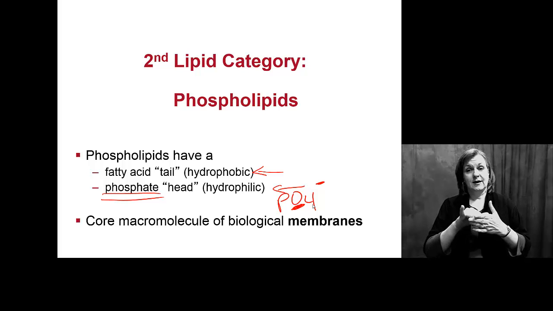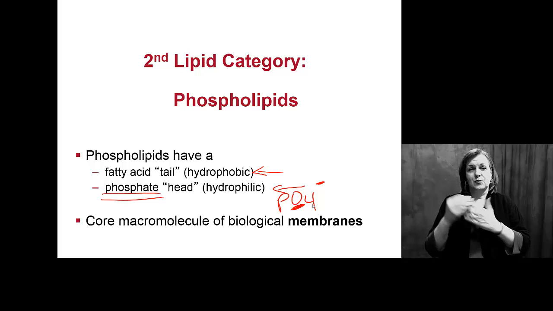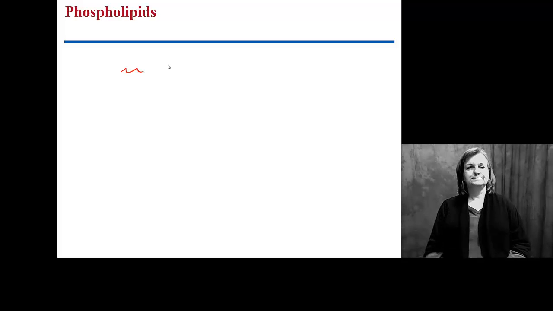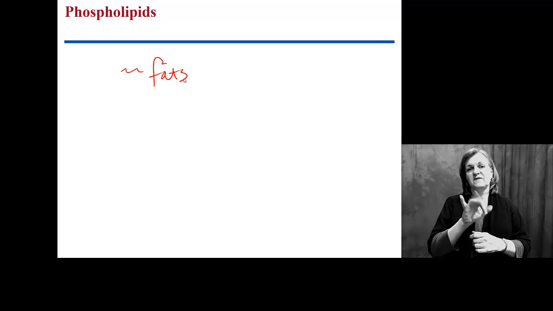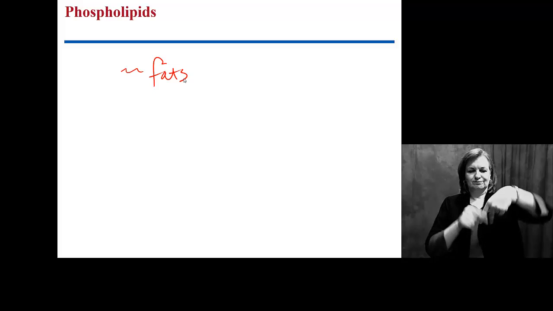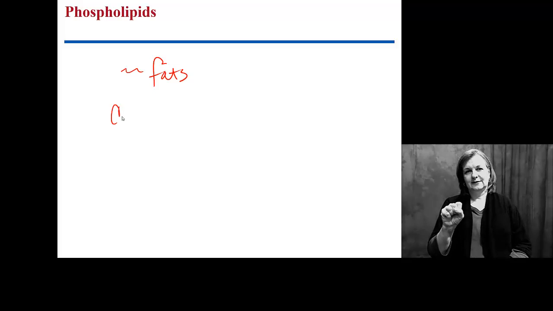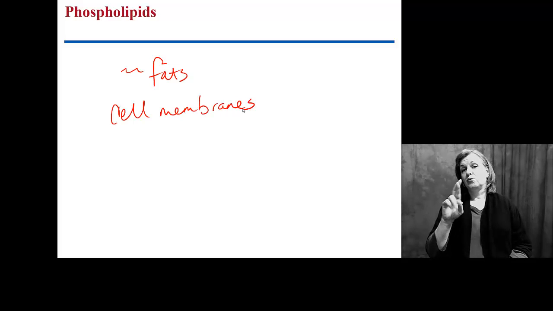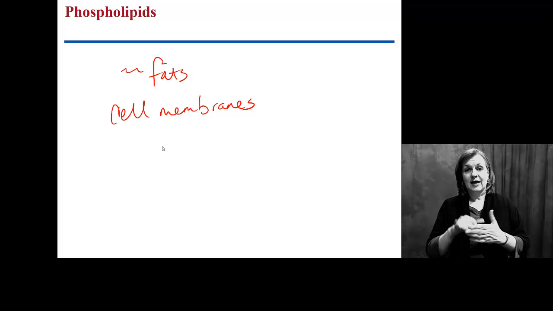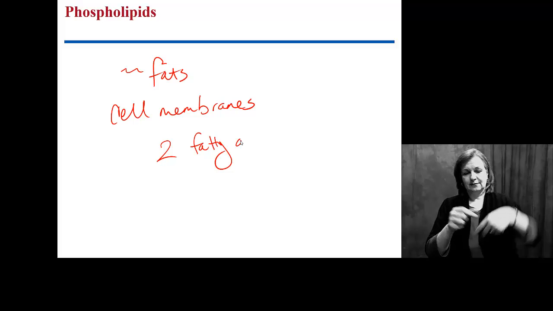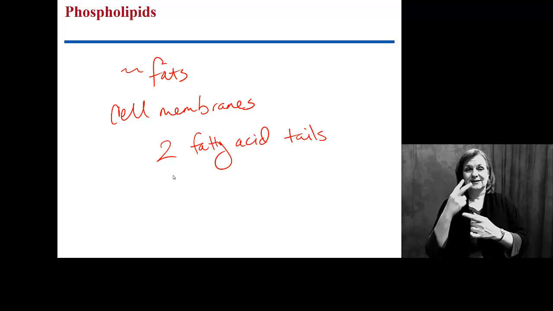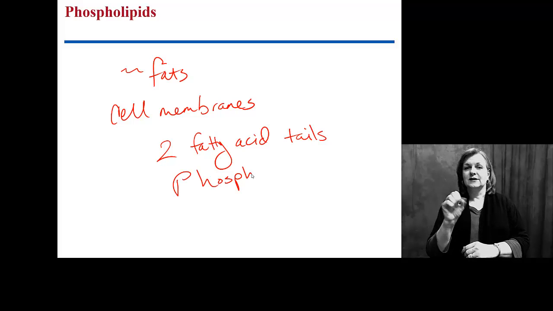When we look at these guys, every single membrane that surrounds your cells is made up of phospholipids. Structurally, they're very similar to fats, to the triglycerides we just looked at. They are fats. They're fatty acid tails. They make up cell membranes. And when we look at them, we're going to see 2 fatty acid tails instead of the 3 that we saw in triglycerides, and we're going to see a phosphate. So that's where the phospho comes from.